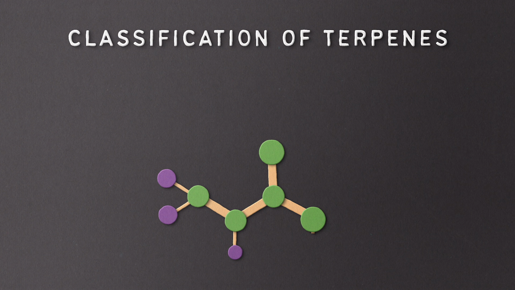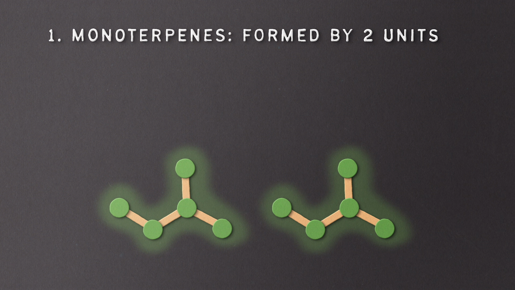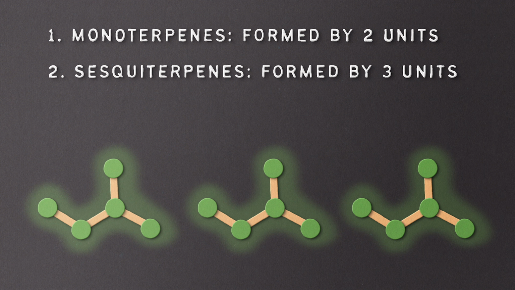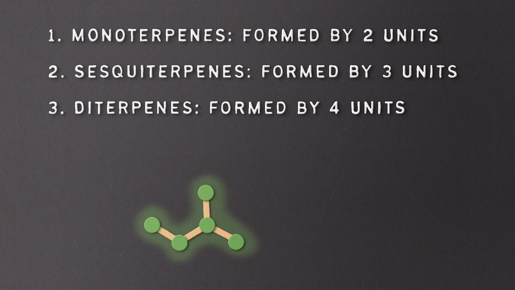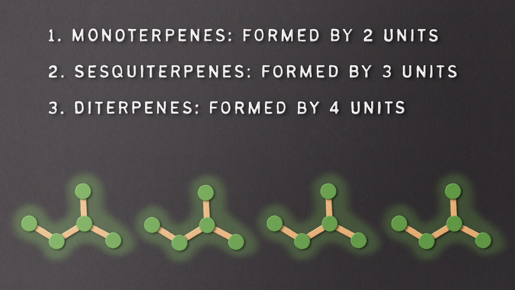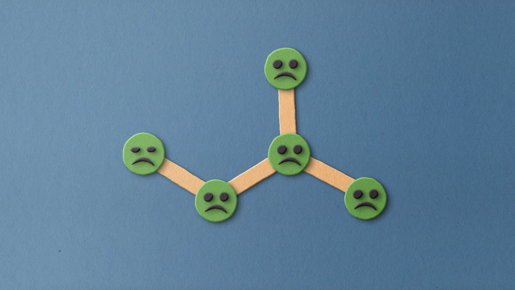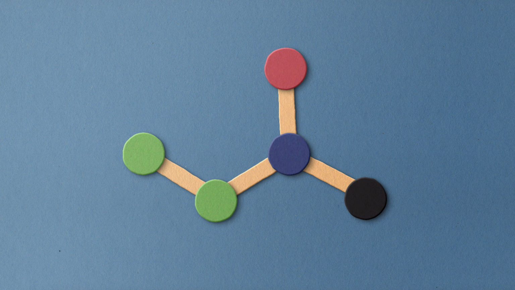We classify terpenes based on their number of isoprene units. For example, monoterpenes are formed by 2 isoprene units. Sesquiterpenes are formed by 3 units. And when 4 units of isoprene molecules come together, we call them diterpenes. Those names are not fun to memorize, nor do they make a lot of sense. However, you now have an idea of how diverse terpenes can be.